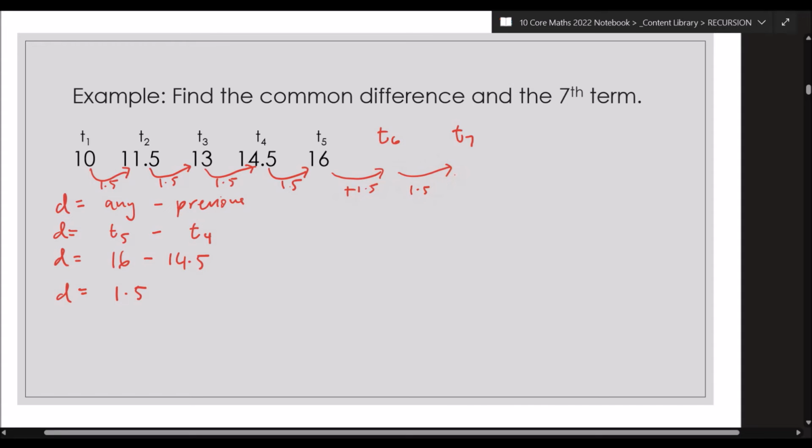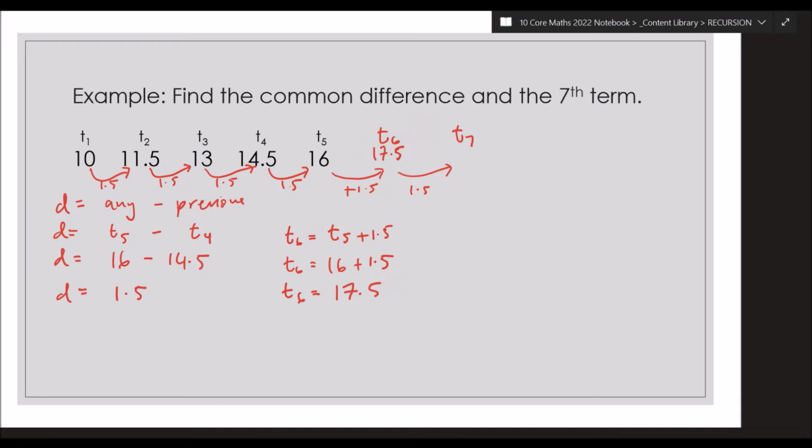Okay, let's work it out. To get T6, you're adding 1.5 to the previous number. In this case, it's going to be T5 plus 1.5. So T6 is 16 plus 1.5, and therefore T6 would be equal to 17.5. Okay, so that's what T6 would be.